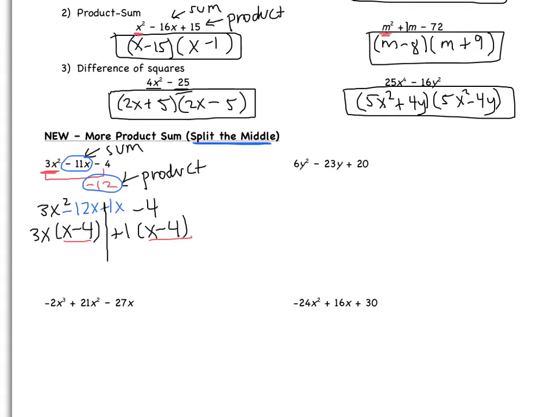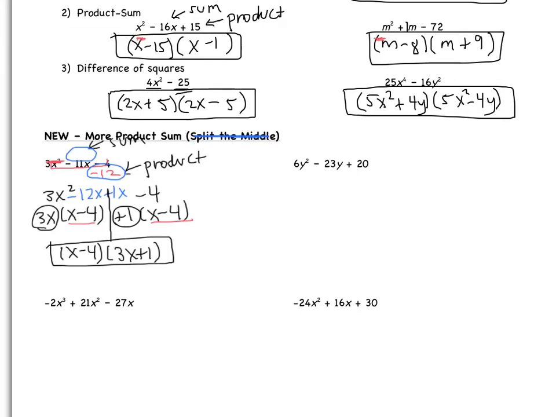The last step to factoring is writing that set of parentheses that we see twice, so the x minus 4, and then what we factored out. So 3x add 1. And that's my final answer.